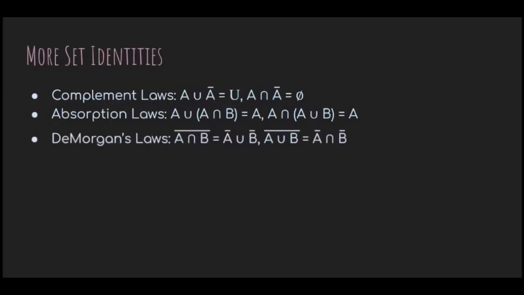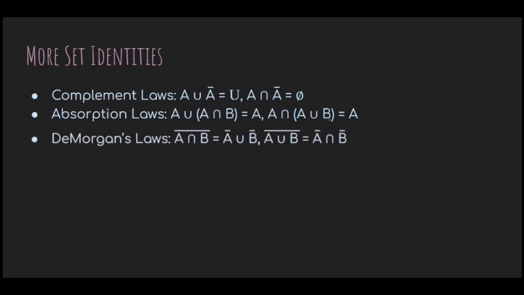The absorption laws. We can read this as A union (A intersection B) equals A. Because, here's a Venn diagram: A, we have B. Here's your intersection, and you're doing a union with A. So basically, you're just getting A. So A union (A intersection B) is A. And A intersection (A union B) is also A, because you're only finding the common elements of set A with the merger of A and B, which is just A.